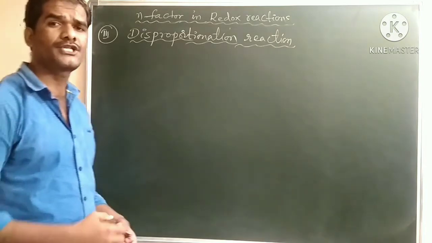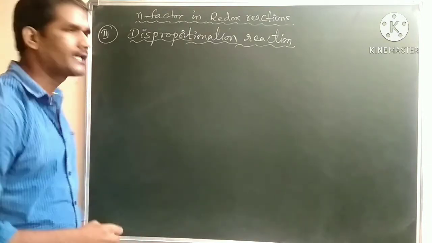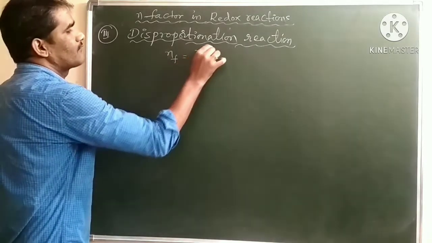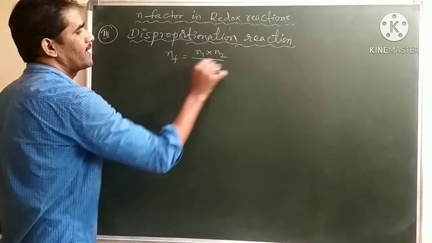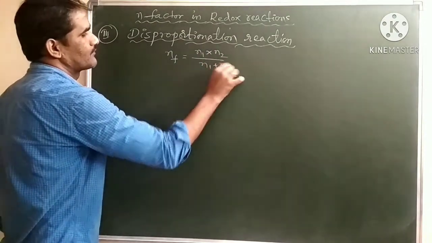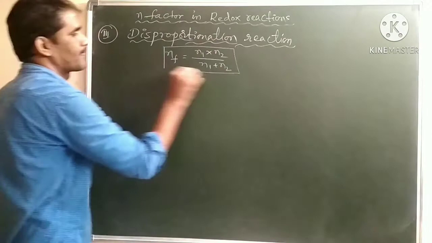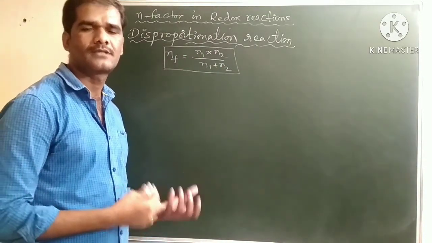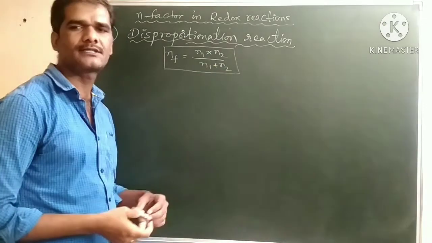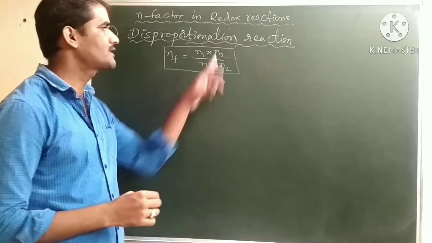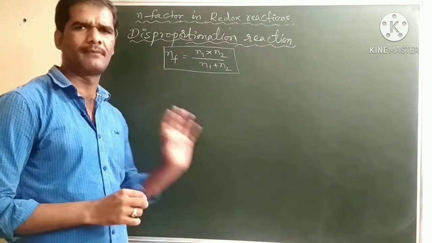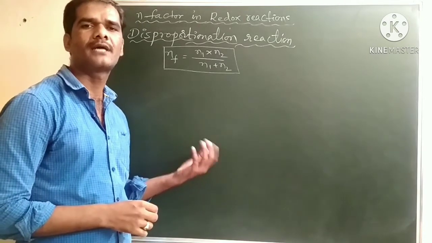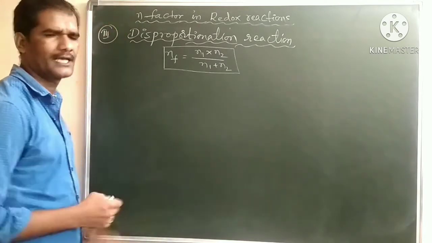So for the disproportionation reactions case, the resultant N factor is N1 into N2 by N1 plus N2, where N1 is the N factor of the oxidizing process and N2 is the N factor of the reduction process. The same element undergoes oxidation and reduction, so one is N1 and the other is N2. Let us take examples here.